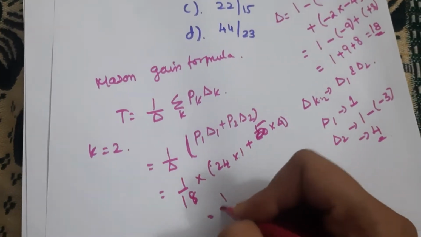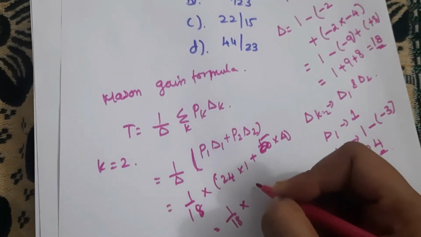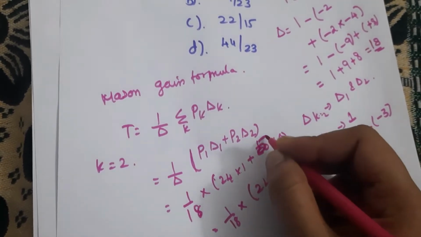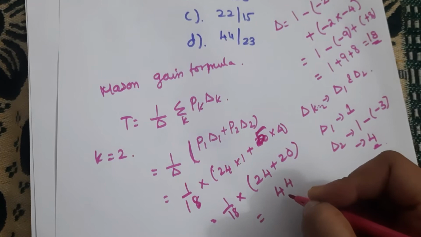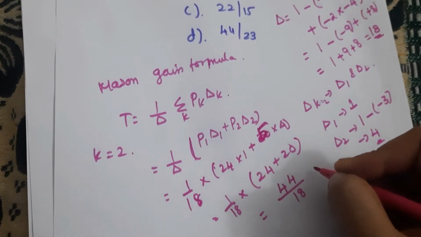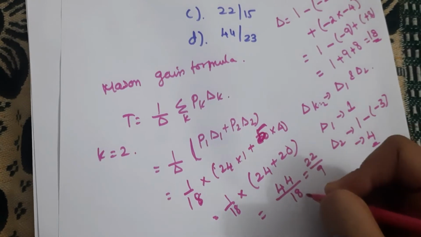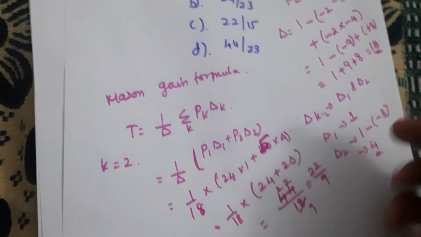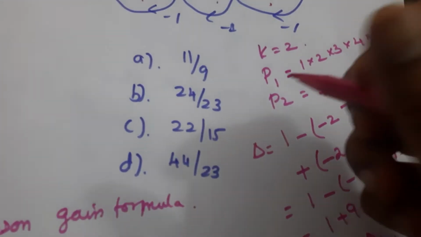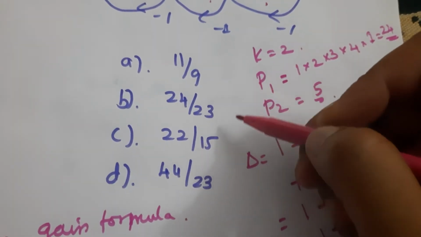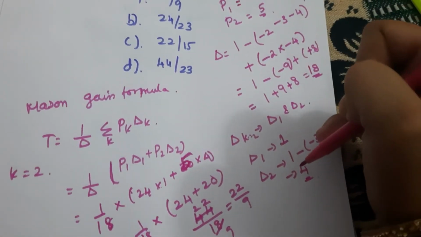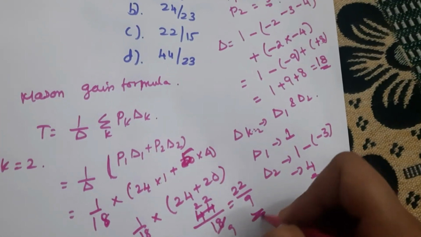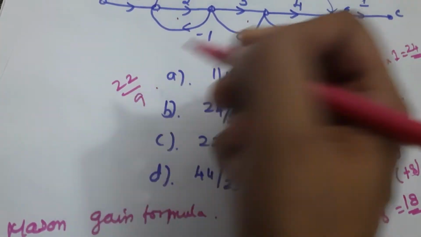So this will become 1 by 18 into 24 plus 20. This is 5 into 4, 20. So this will give us the value of 44 divided by 18. If we solve this, we will get 22 divided by 9. Here no option is available as 22 divided by 9. If I did anything wrong in this procedure, please mention it in the comments. But the correct answer here is 22 divided by 9. So the answer is 22 divided by 9.